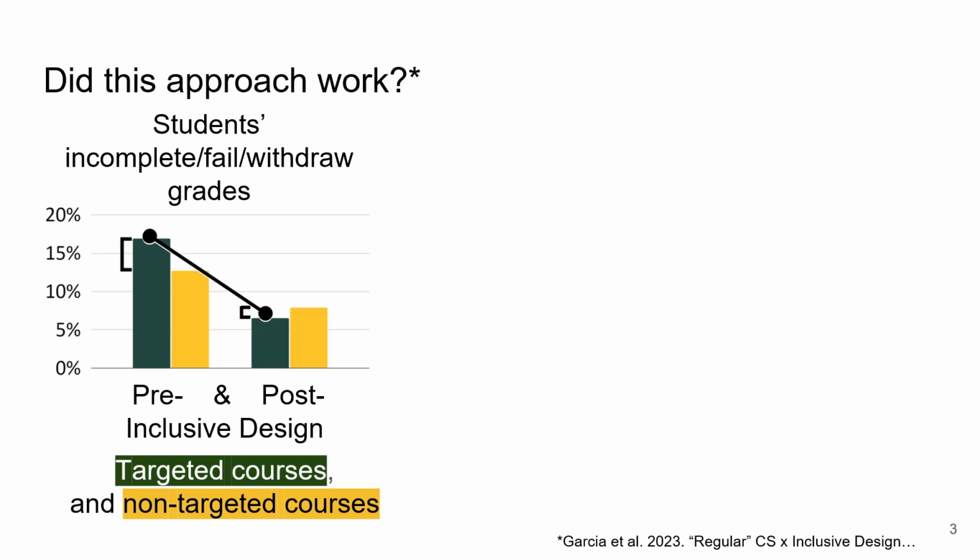The chart shows that both targeted and non-targeted courses had lower rates post-inclusive design. And the black brackets between the bars show that while the targeted courses previously had higher rates than the non-targeted, the gap closed after the addition of inclusive design.